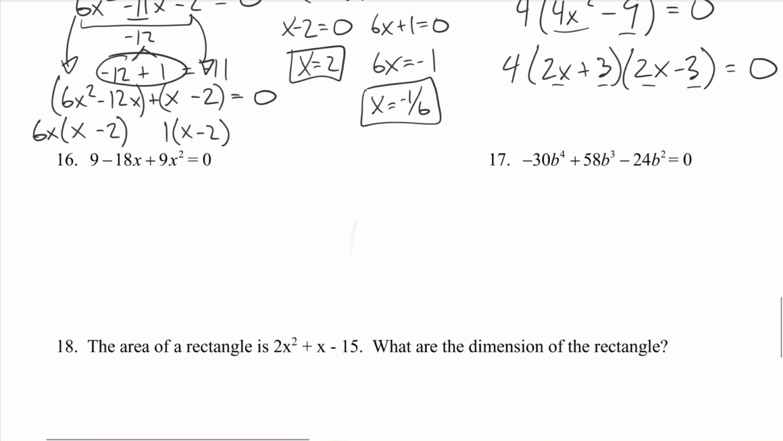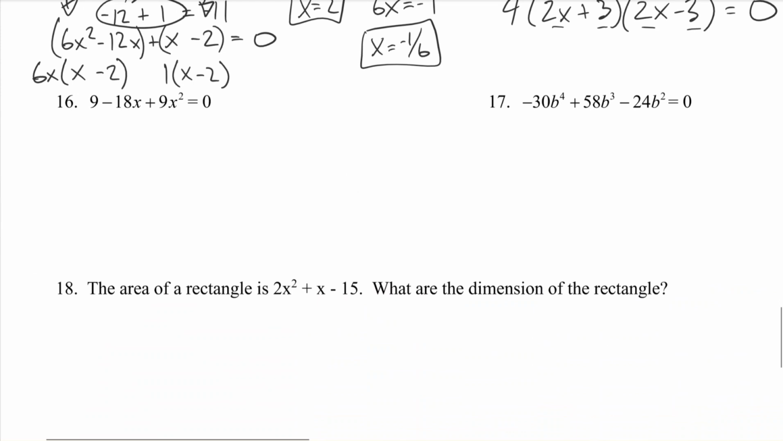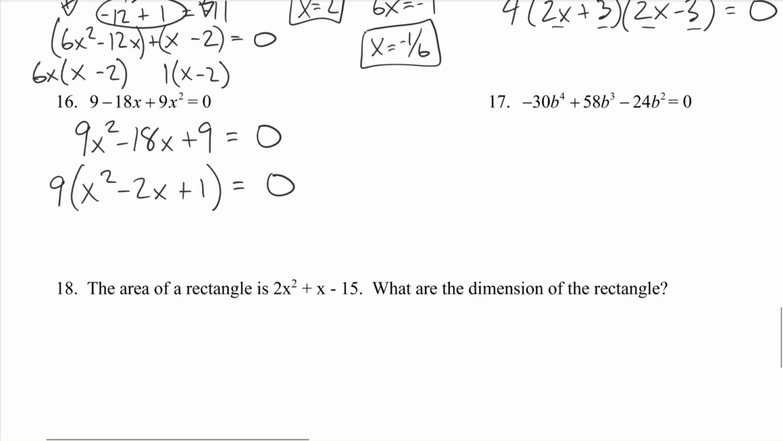16. Let's rewrite this so it looks a little better. So this is 9x squared minus 18x plus 9 equals 0. Let's factor out a greatest common factor of 9. 9 times x squared minus 2x plus 1 equals 0.